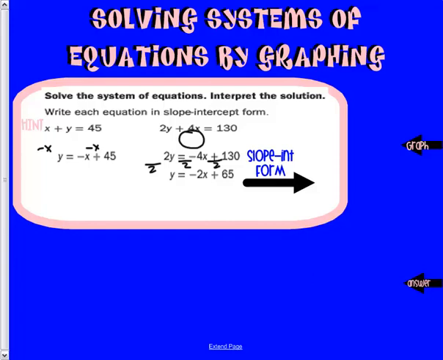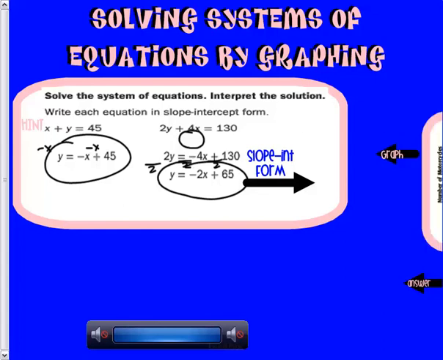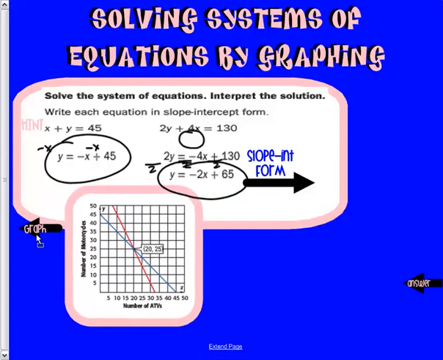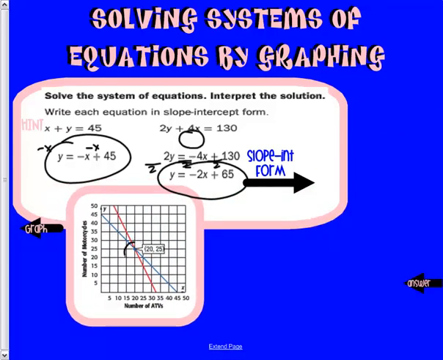Okay, so now what we need to do is graph them. I'm going to take this one and graph it, and I'm going to take this one and graph it. When I graph, notice that the point of intersection is at (20, 25), right? This one had a y-intercept at 45, and then it fell by one every time. It was a negative slope. Same with this one, it's going to have a negative slope as well. So when I graph these, they have a point of intersection at (20, 25).